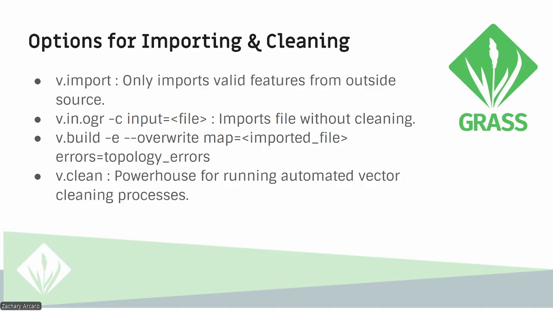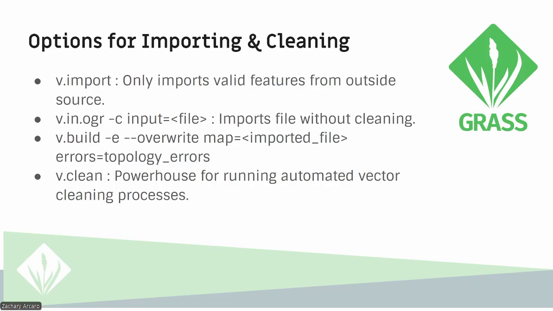Other options for how I deal with it: the easy way is v.import. If I only ever want to deal with valid geometries, I'm going to use v.import and just drop any invalid geometries. Another option, if I want to use GRASS as a way to house the data that I download and work with it, is to use v.in.ogr, and then use a process called v.build to look at the features that are causing me problems.